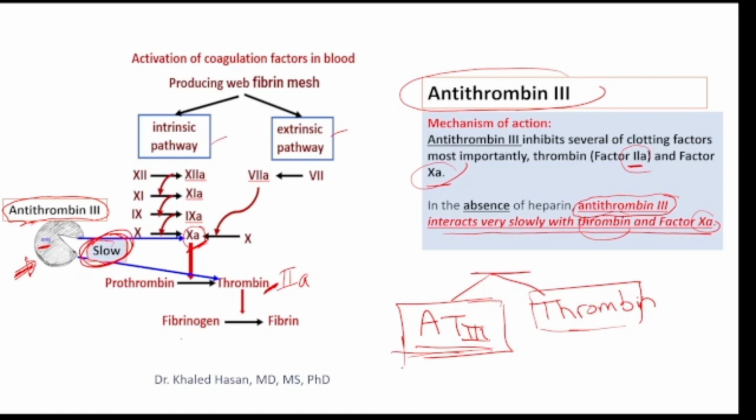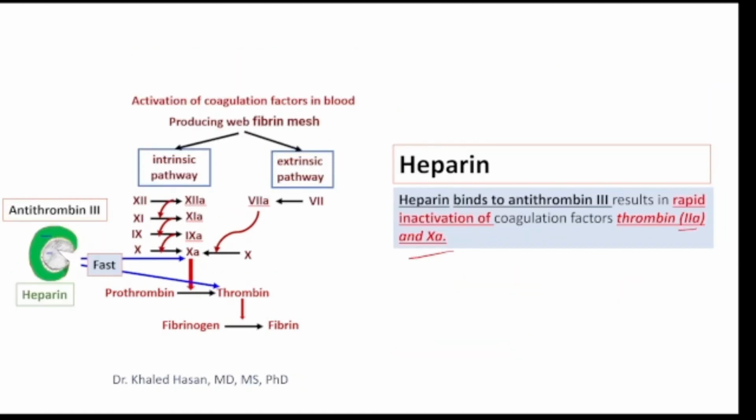This is a normal physiological process. When you prescribe heparin to your patient, heparin binds to the antithrombin and accelerates the inactivation process. So you can see it here, heparin binds to the antithrombin and accelerates inactivation of factor 10A and 2A. So this is the mechanism of action. The question now: what is the mechanism of action of heparin? The mechanism of action of heparin is that it binds to the antithrombin 3 and rapidly inactivates coagulation factor 2A and 10A.